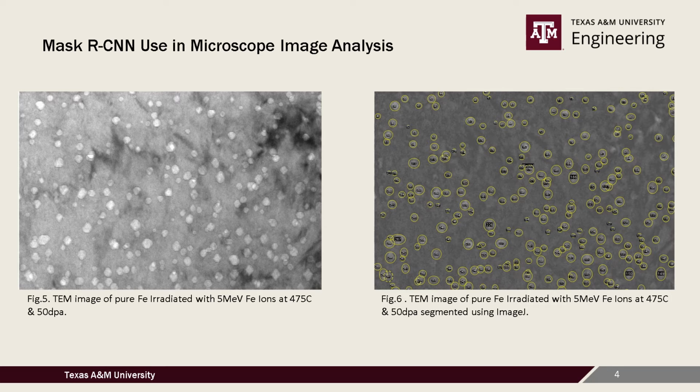How can a Mask RCNN be used for the analysis of radiation-induced defects in microscope images? Figure 5 is a TEM microscope image of a pure iron sample that was irradiated with iron, and hundreds of voids were created. Figure 6 is that same image, but segmented using ImageJ. ImageJ is the current method of the analysis of radiation-induced defects in sample images.